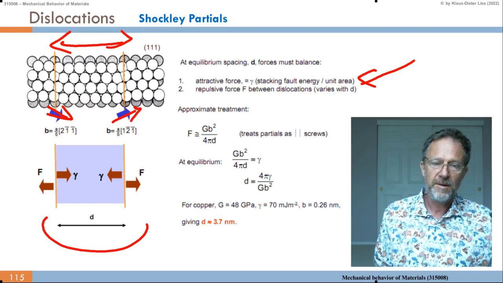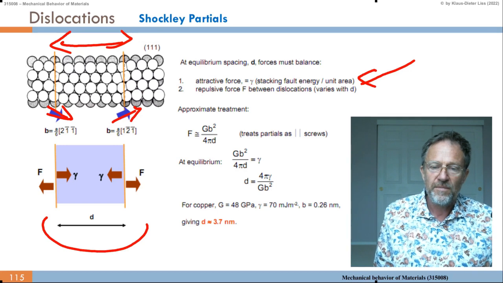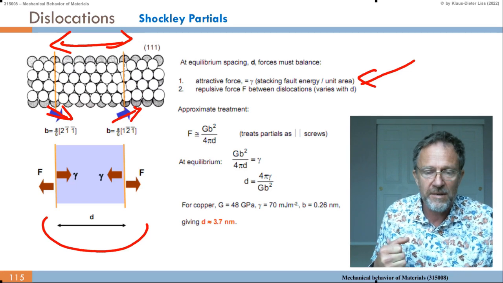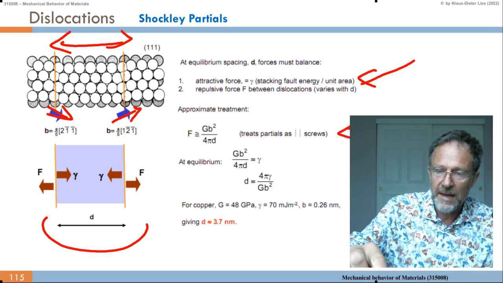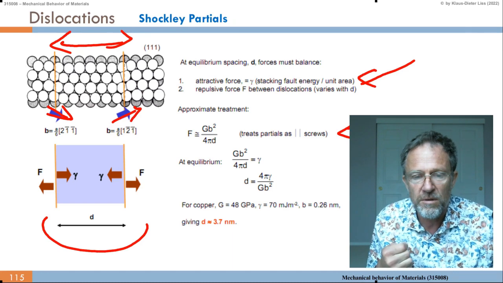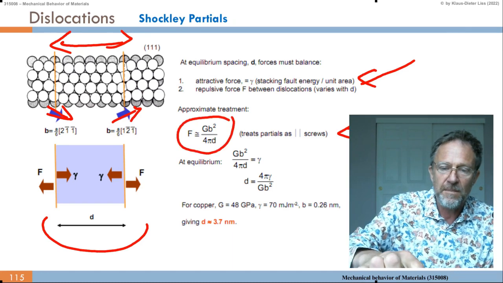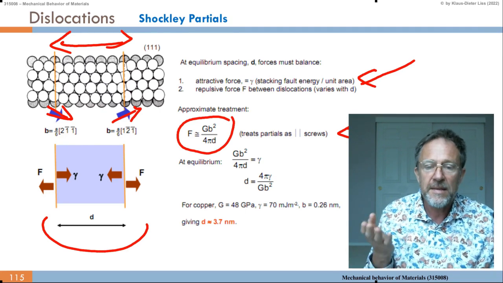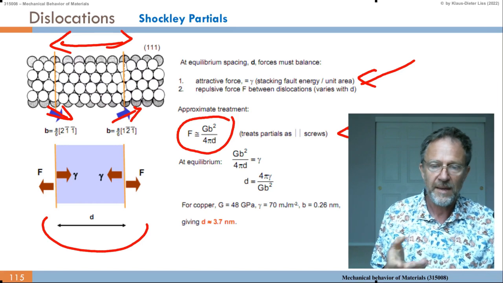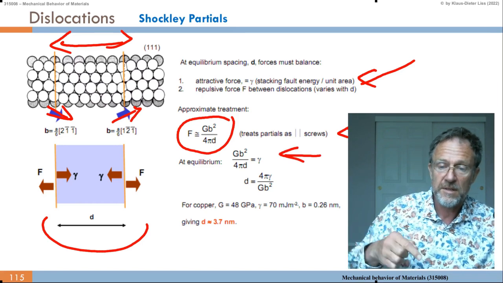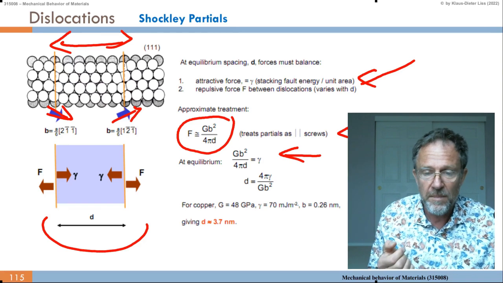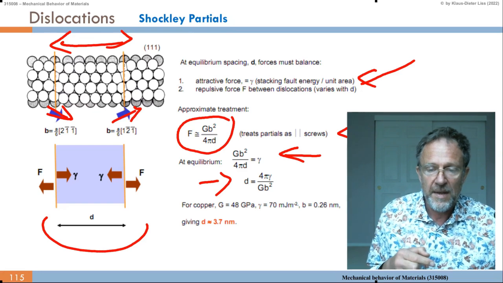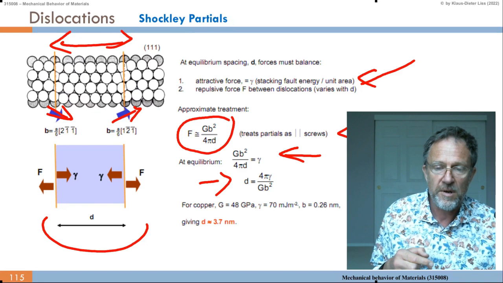But then we also know these partial dislocations have stress and strain fields, as shown in my last lesson. Let's treat them as partial screw dislocations. Then we know the force between them is G b squared divided by 4 pi D, where D is the distance. In equilibrium, of course, these two forces have to be the same, and then we can calculate the distance: D equals G b squared divided by 4 pi gamma.